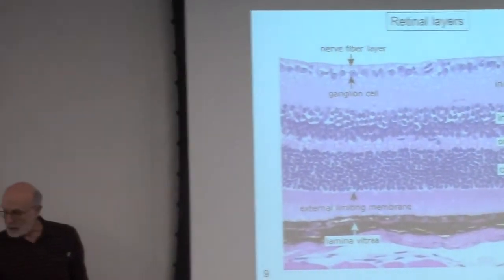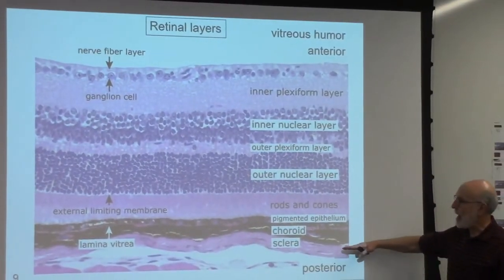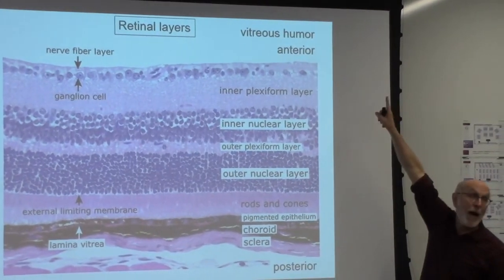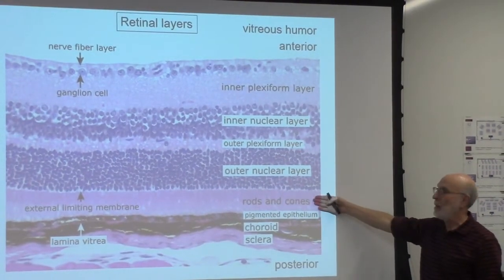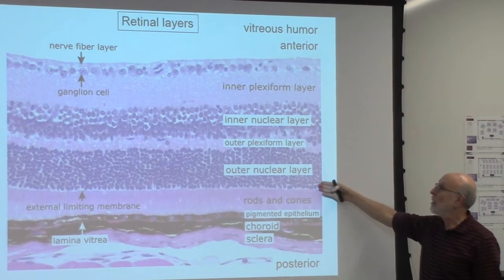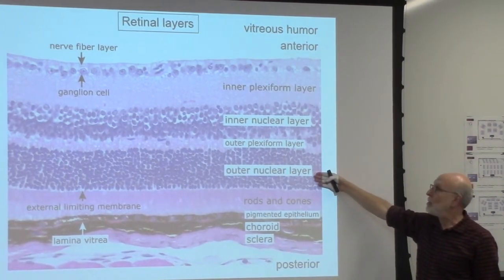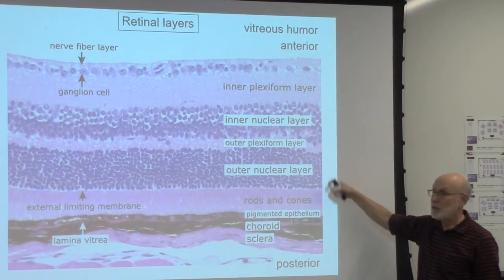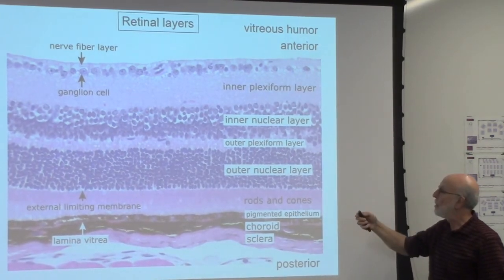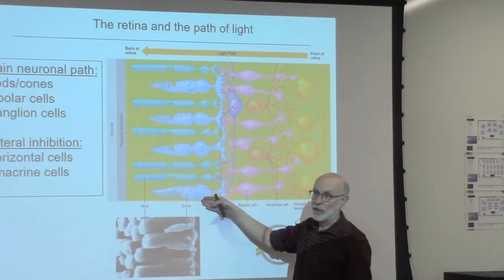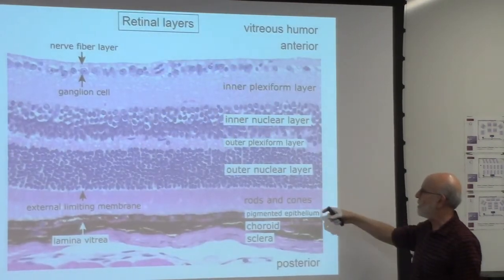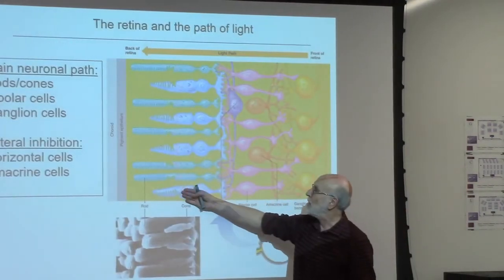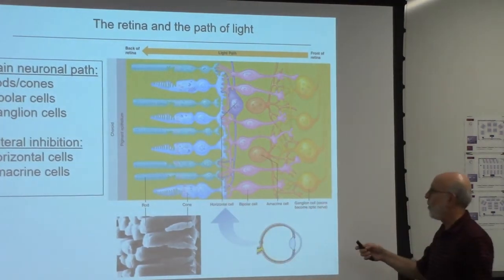So here's the way it really looks. Let's get reoriented. This is the outside of the eye, and the lens is that way now. Sclera, choroid, pigment epithelium, rods and cones, the cell bodies of rods and cones, called the outer nuclear layer. So this is what this really looks like. The outer segments of the rods and cones, and the cell bodies of the rods and cones.